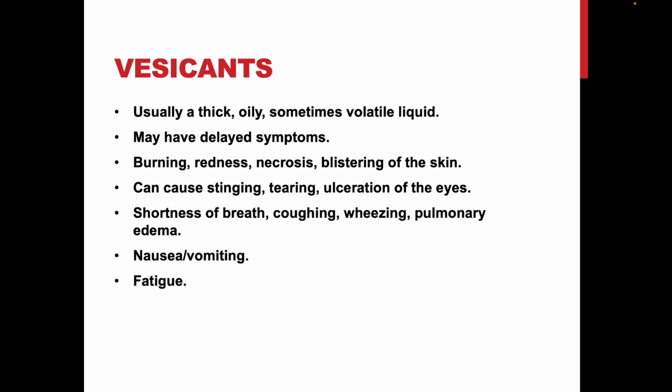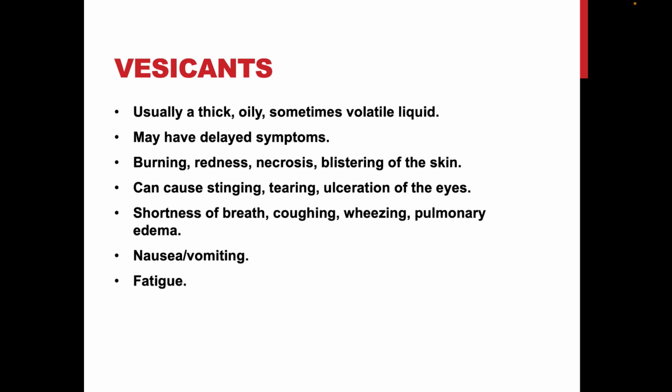Vesicants are an older type of chemical warfare agent that typically anymore we only hear about over in Europe. They were used extensively throughout World War I. They usually have a thick, oily, sometimes volatile liquid, and sometimes they have delayed symptoms. Unfortunately, farmers in Belgium and France and Germany will occasionally be tilling their fields and come across an unexploded one of these that requires an explosive ordnance team to disable it.